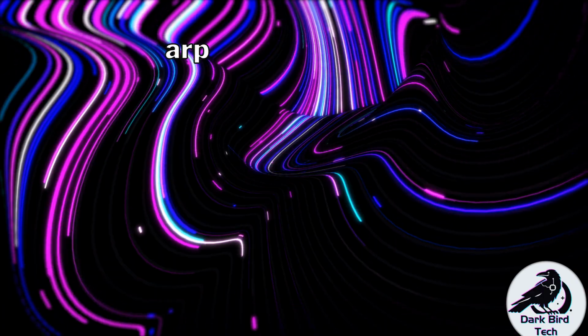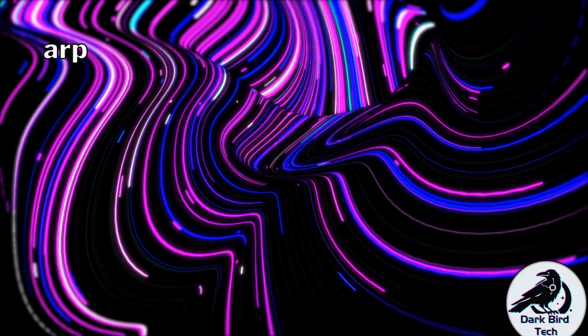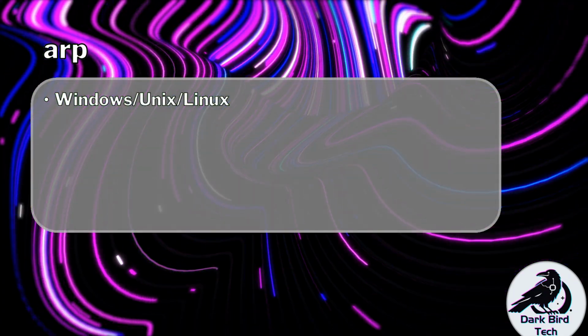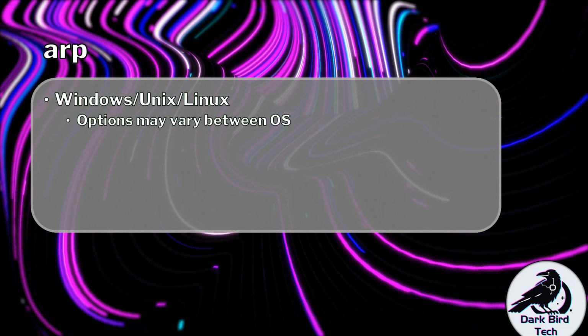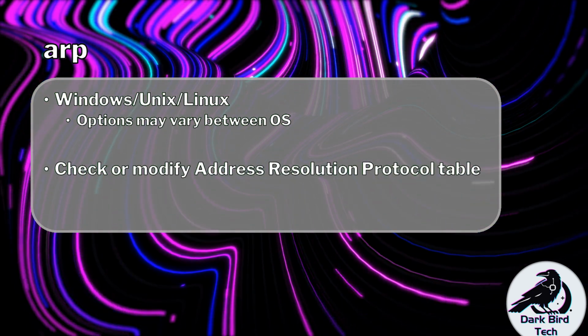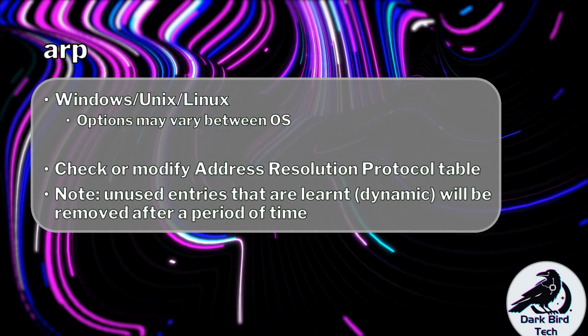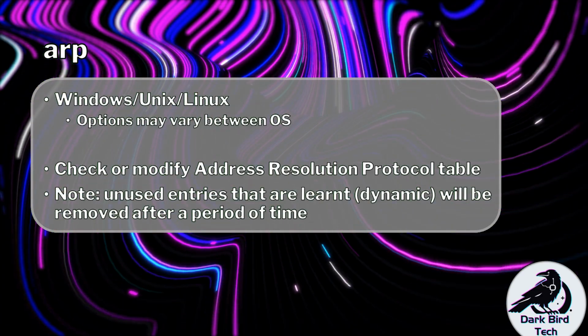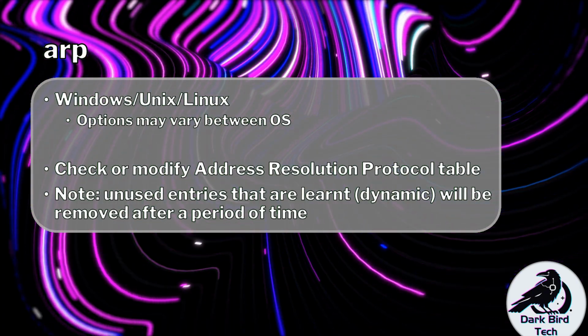Then we have the ARP command, or the Address Resolution Protocol command. This command is present in Windows, Unix, and Linux systems. The options will vary by the OS, but overall it lets you see the ARP table. It can also let you check the results of the Address Resolution Protocol, or even modify the table entries manually. Please note, though, that unused entries that are learned dynamically do get removed after a period of time, depending on the operating system.